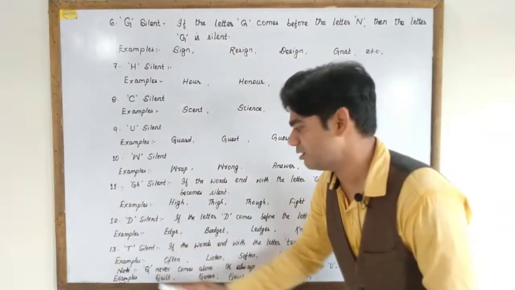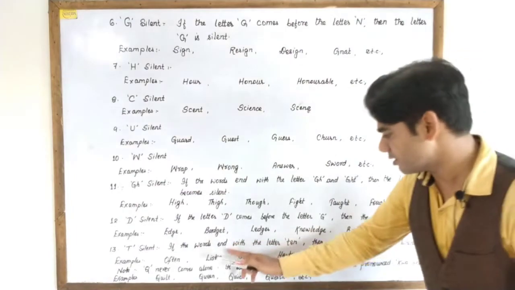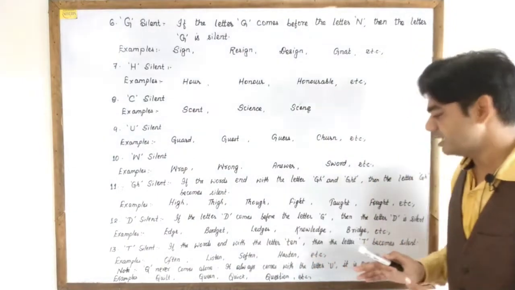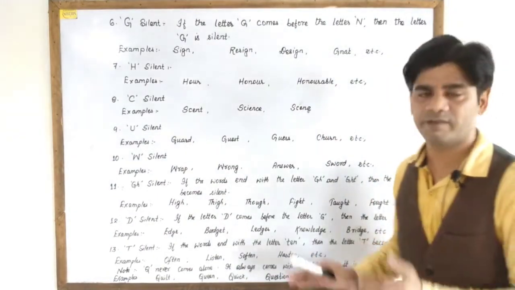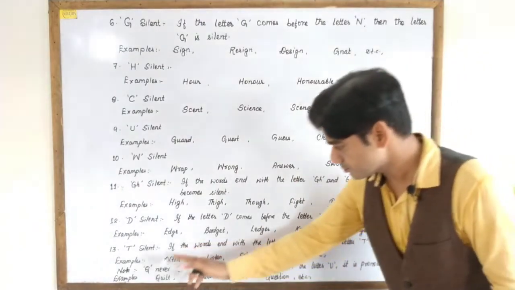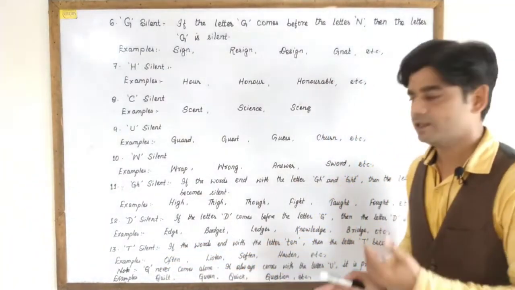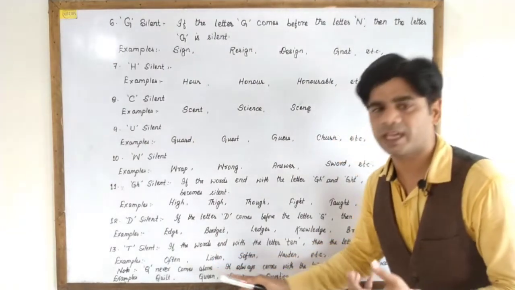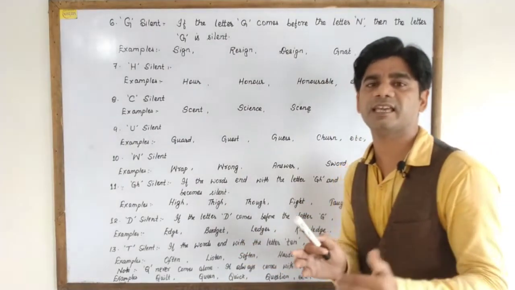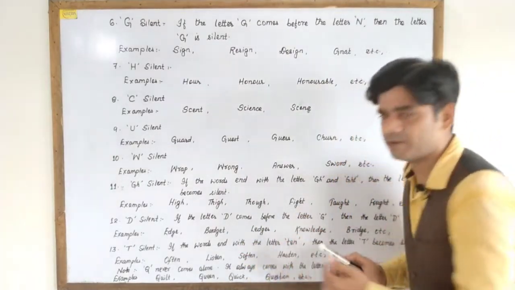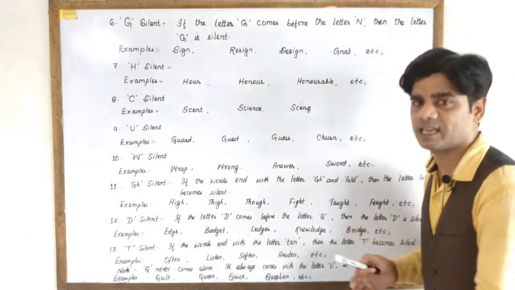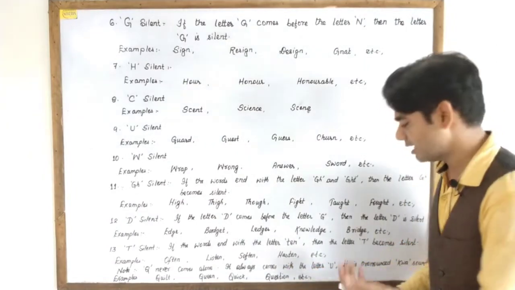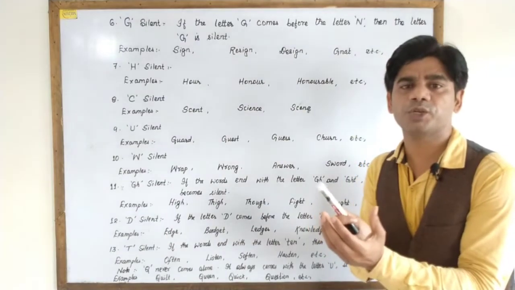Now we are moving to the next silent letter, that is T silent letter. If the words end with the letters T-E-N, then the letter T becomes silent. So we will understand this with some examples. O-F-T-E-N. Here we will pronounce it often. Now another example we have is L-I-S-T-E-N, listen. Another example we have is S-O-F-T-E-N, soften. Another example we have is H-A-S-T-E-N, hasten.